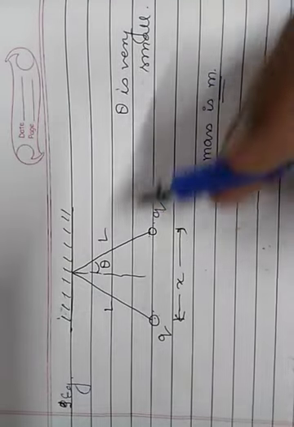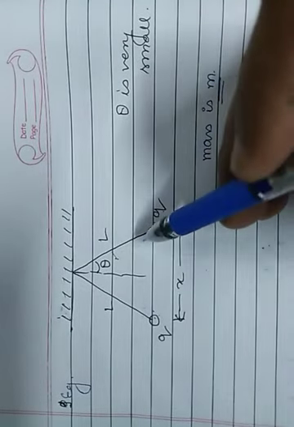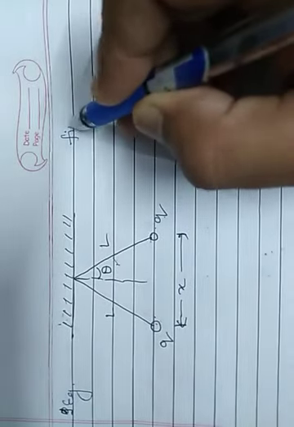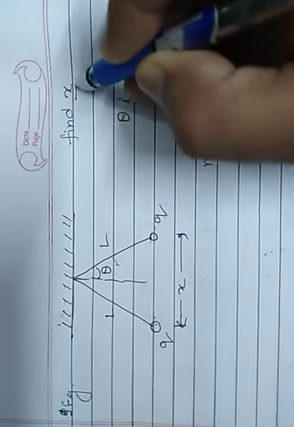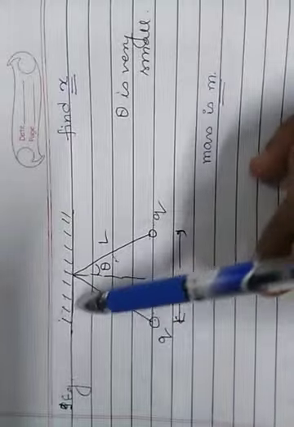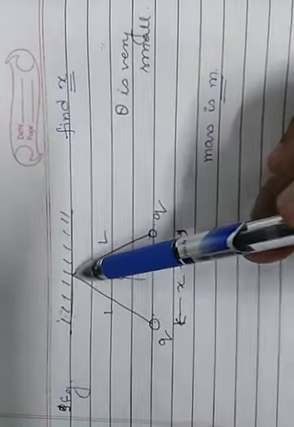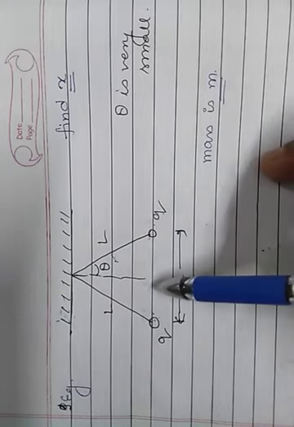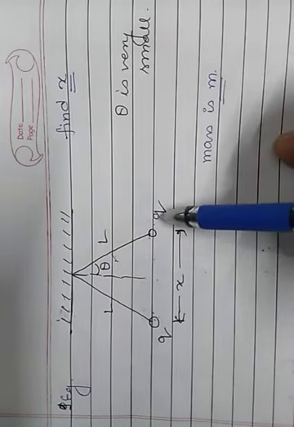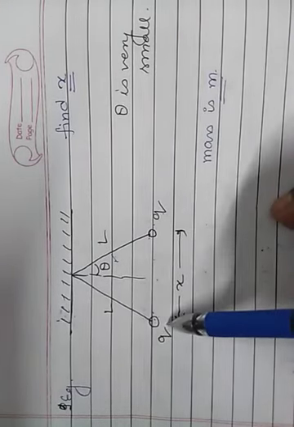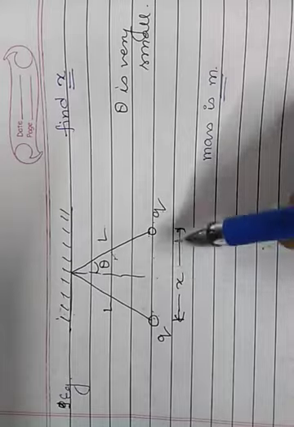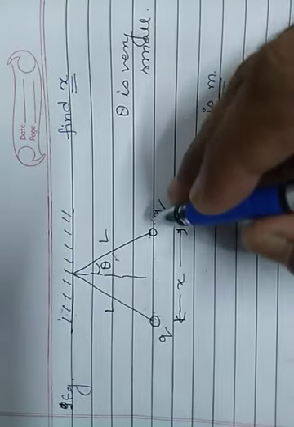Now the question says, if this angle is theta and it is very small, then find the value of x. Just see, this is a ceiling, this thread we took, and here a metallic bob and here a metallic bob. Initially both were close, I gave charge Q and Q on both, repulsion happened, and due to repulsion both got separated. So we will use FBD.